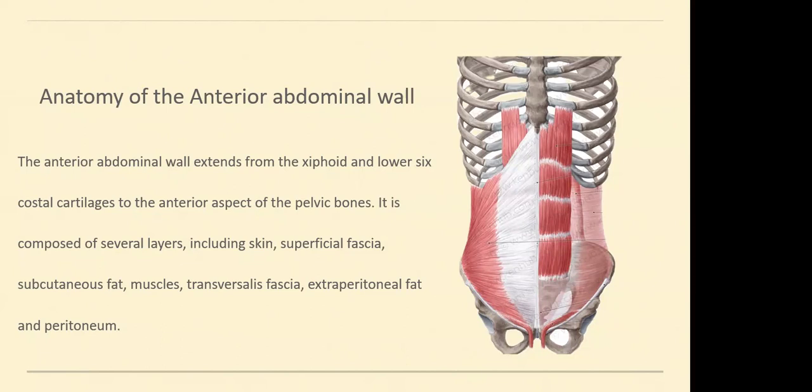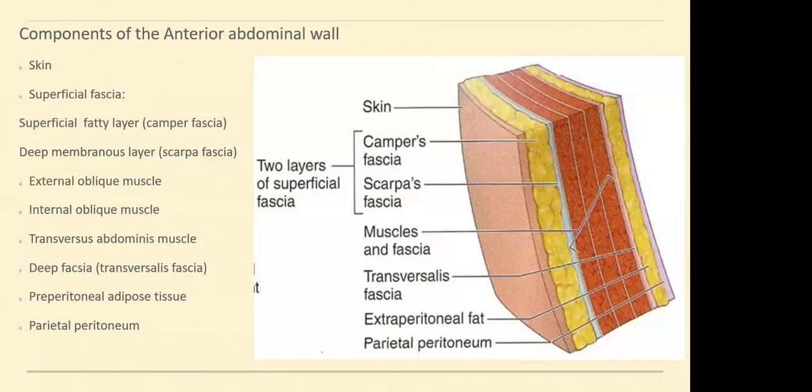The skin, the superficial fascia, subcutaneous fat, muscles, transversalis fascia, extraperitoneal fat, and peritoneum. These are the components, again, the skin, which we can see is here, followed by superficial fascia, which consists of 2 layers, a fatty layer called Camper's fascia, and a membranous layer called Scarpa's fascia. And then we have 3 muscle layers from external to internal: external oblique, internal oblique, and transversus abdominis muscle, followed by a membranous layer of deep fascia, then extraperitoneal fat and peritoneum.